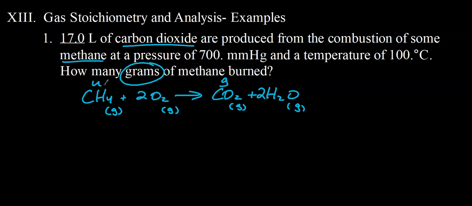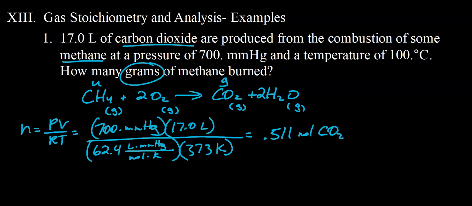Pause now. Okay, so given the volume, pressure, and temperature of carbon dioxide, I plug that into the ideal gas law to find moles of carbon dioxide, which is 0.511. And then we want to convert that to moles of methane and then grams of methane. So let's finish this off.